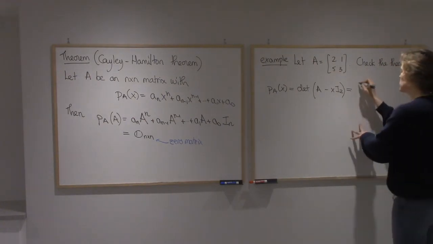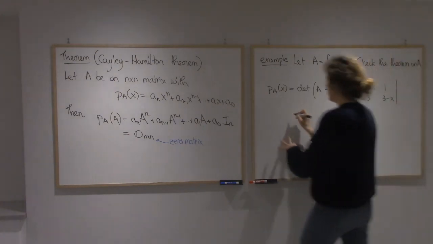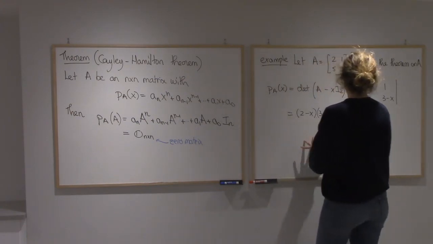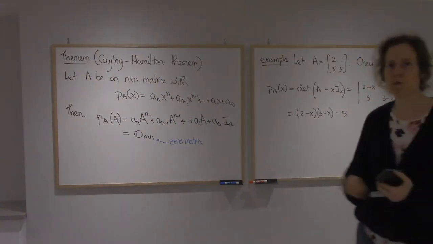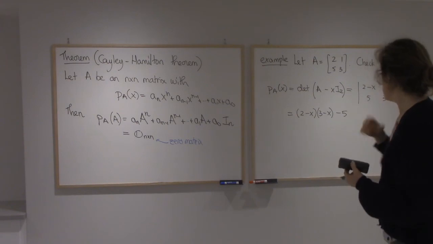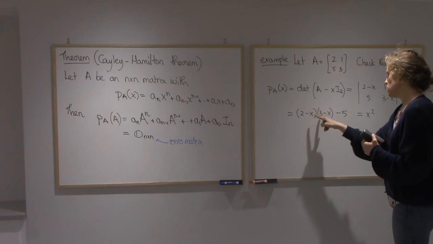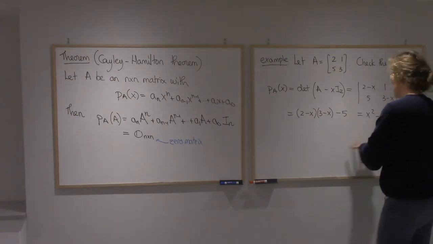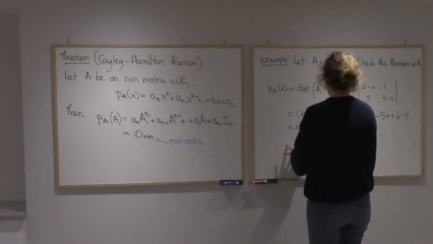Alright, so I'm going to get the determinant of [2 minus x, 1; 5, 3 minus x]. I'll get (2 minus x)(3 minus x) minus 5. Let me multiply it out so we can easily plug in A. So I'll get x squared minus 5x plus 6 minus 5. So I get x squared minus 5x plus 1.